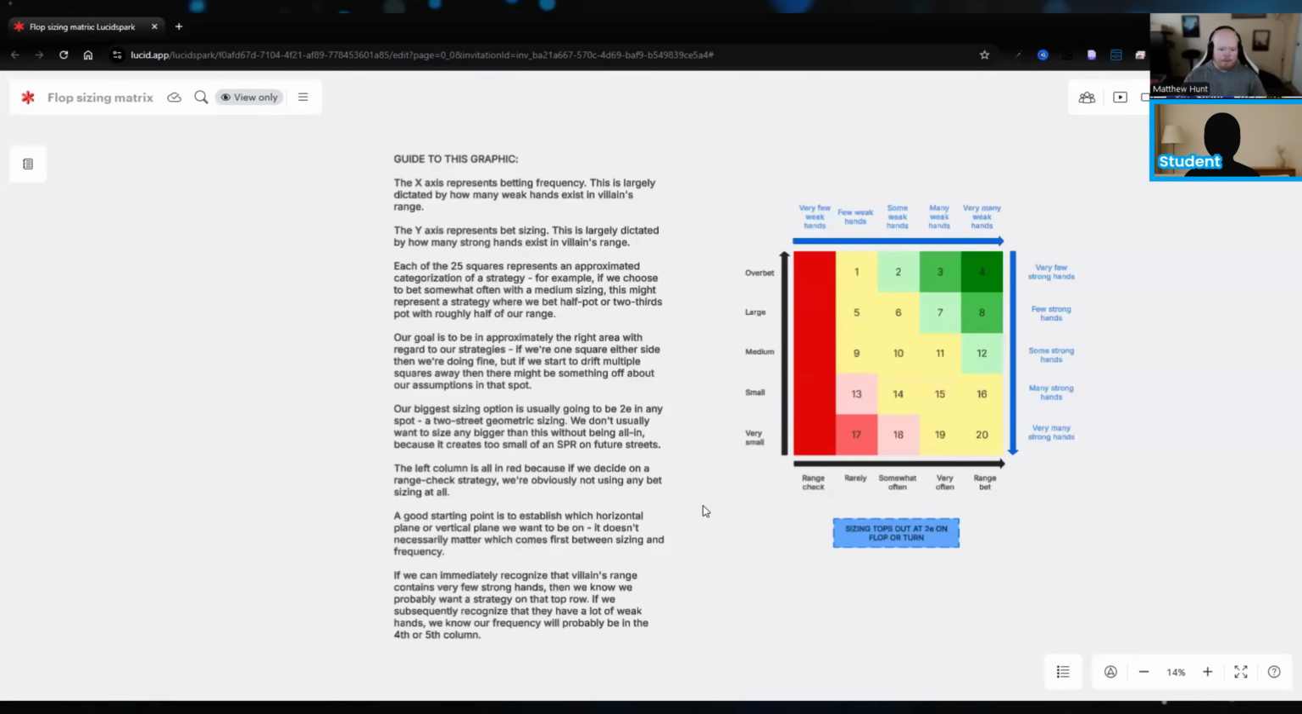Now, the starting point for us really can be one of two things. In any given situation, we can start by establishing which horizontal plane or which vertical plane we're going to be on. We don't necessarily need to pick them both at the same time.